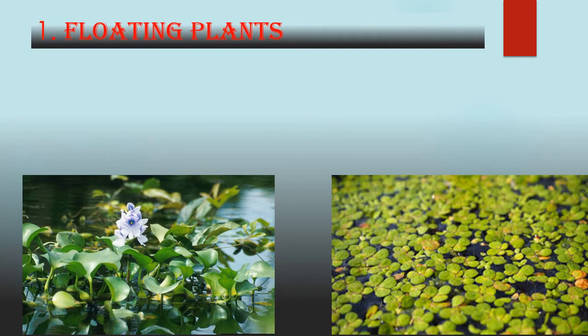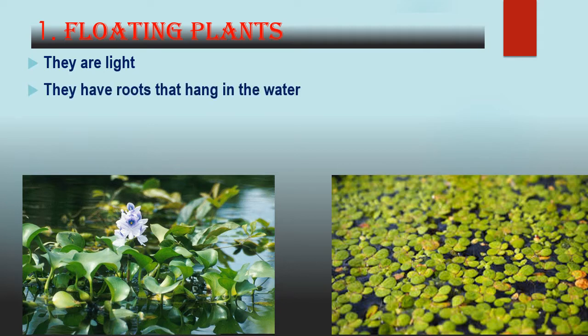As their name indicates, these plants float on the surface of water. Because they are very light-weighted, these plants float on the surface of the water. Let's discuss their characteristics or their features one by one. They are very light. Because they float on the surface of the water, they have very light bodies. They have swollen or spongy bodies.